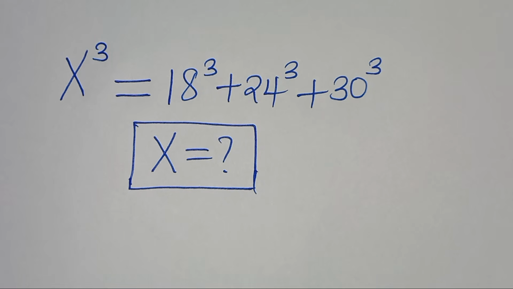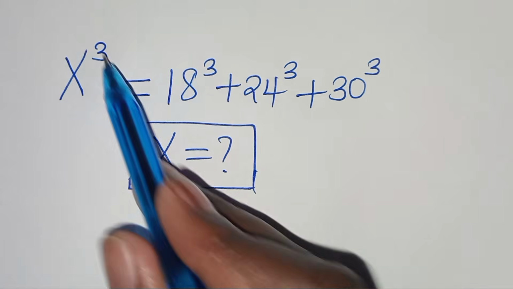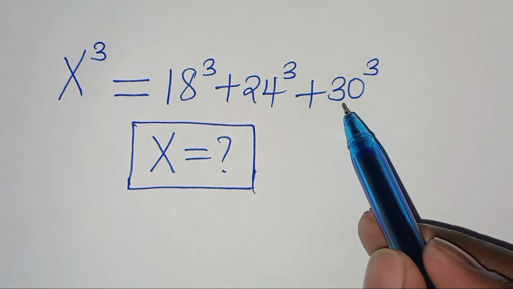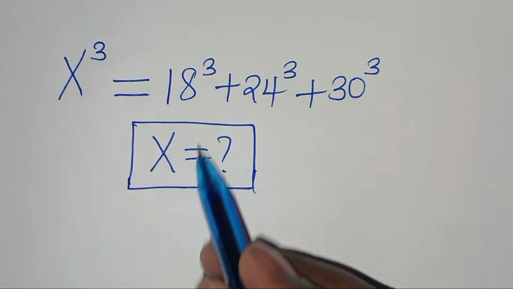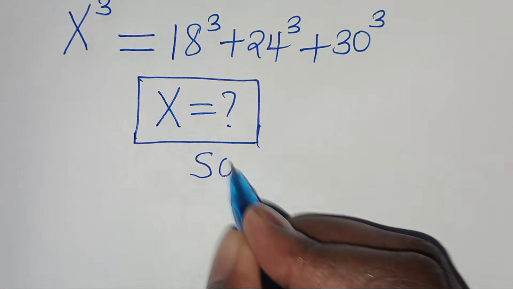You're welcome to solve this nice algebra problem: x to the power of 3 is equal to 18 to the power of 3 plus 24 to the power of 3 plus 30 to the power of 3. So what is the value of x? Let's provide a solution from here.